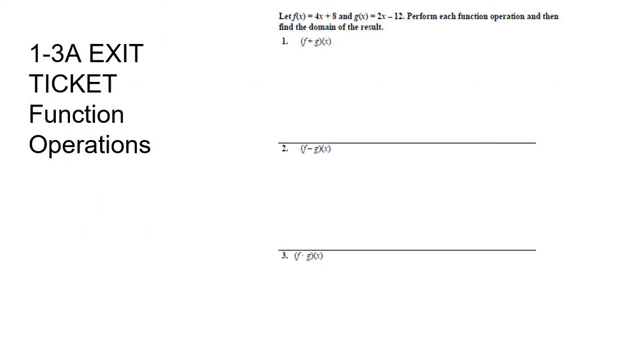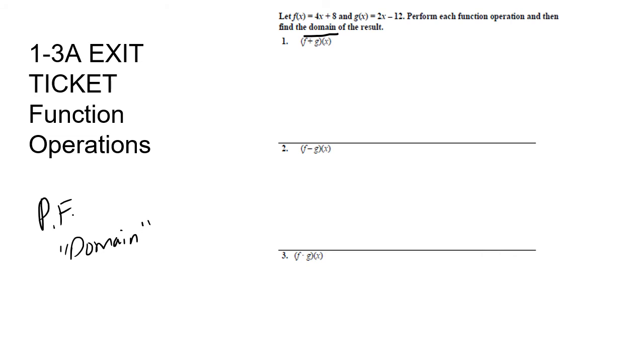All right. So I would like for you to pause right here and work on the exit ticket for when it says to describe the domain. In order to describe the domain, you're going to identify its parent function and then describe the domain of the parent function. Okay, so we're going to pause. Okay, so for your exit ticket, let's see what you should have gotten.